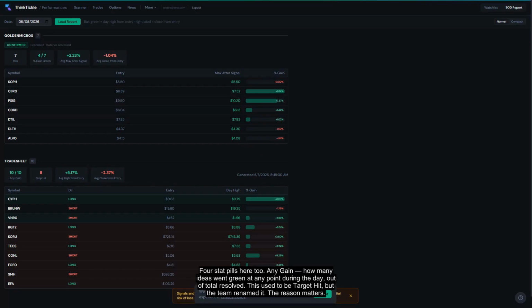4 stat pills here too. Any gain, how many ideas went green at any point during the day, out of total resolved. This used to be target hit, but the team renamed it. The reason matters.